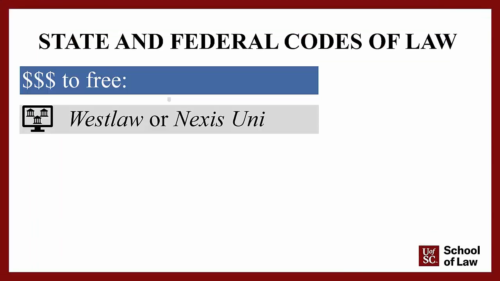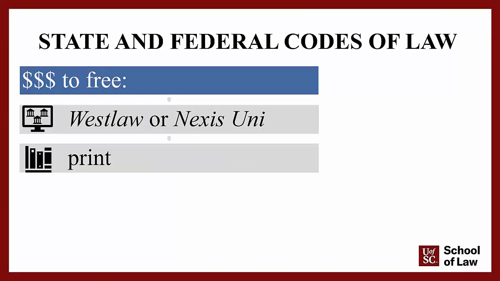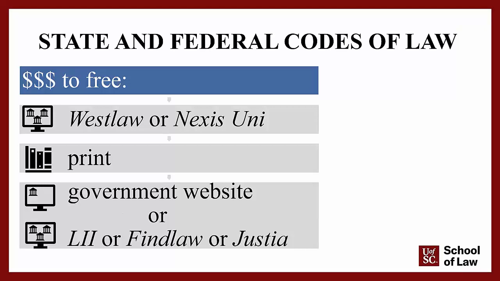The most expensive way is Westlaw or Nexis Uni. These are subscription databases, and they're published by the same publishers that also publish in print, so that you can get a print version. And there are also government publishers sometimes that publish in print. For example, the United States Code is published in print by the government. But the free aspect is a government website, or there's the Cornell Legal Information Institute, and there's also FindLaw and Justia, and there's probably some others that are freely accessible on the web.